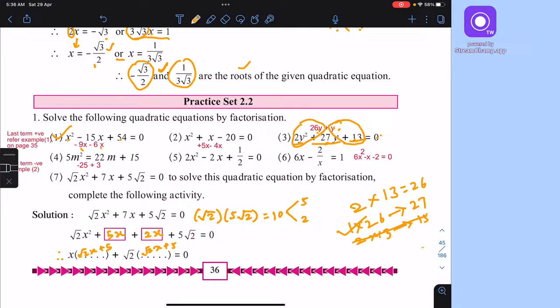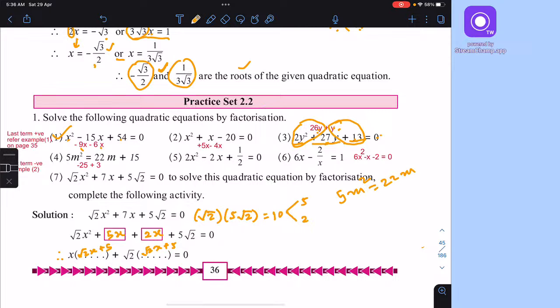Now here, next one. 5m square is equal to 22m plus 15. We are writing all the terms on left hand side. So here this will become 5m square minus 22m minus 15 equal to 0.